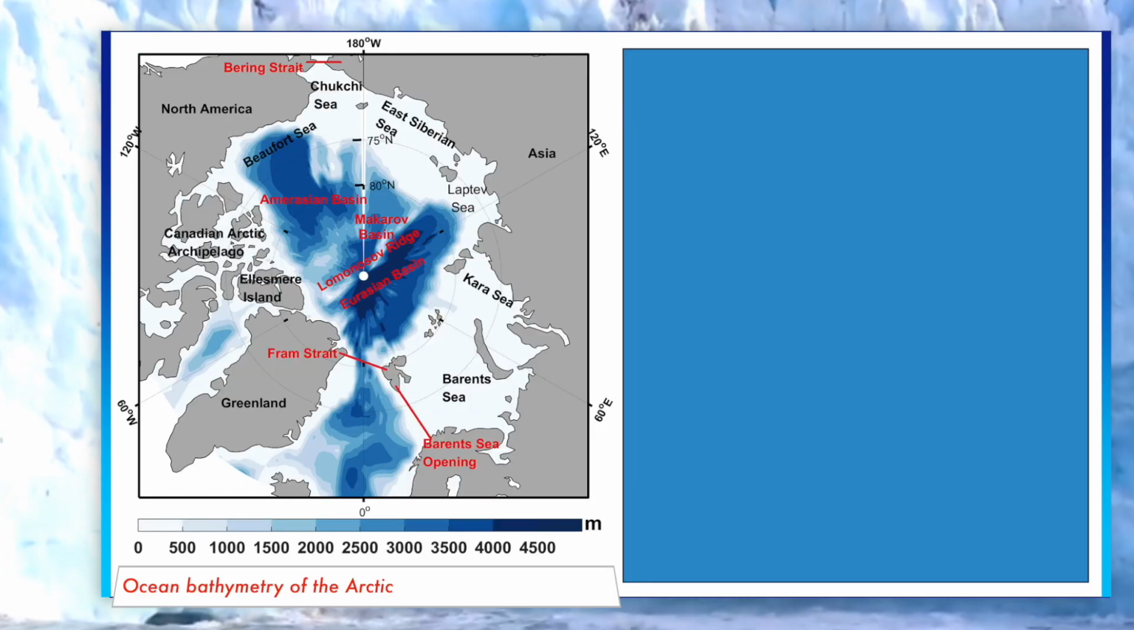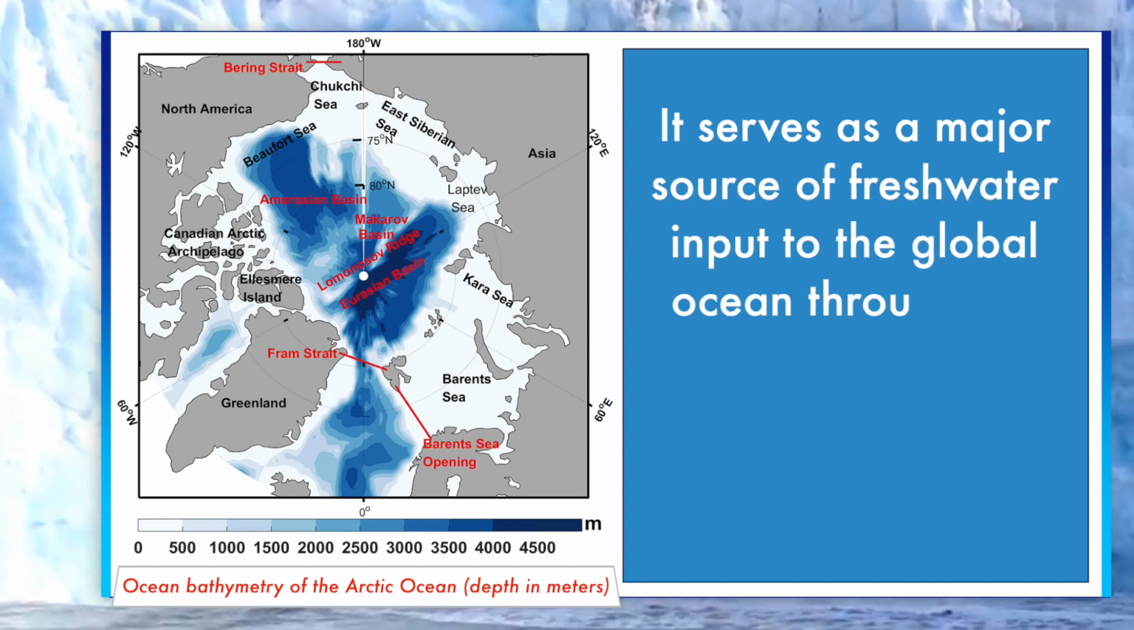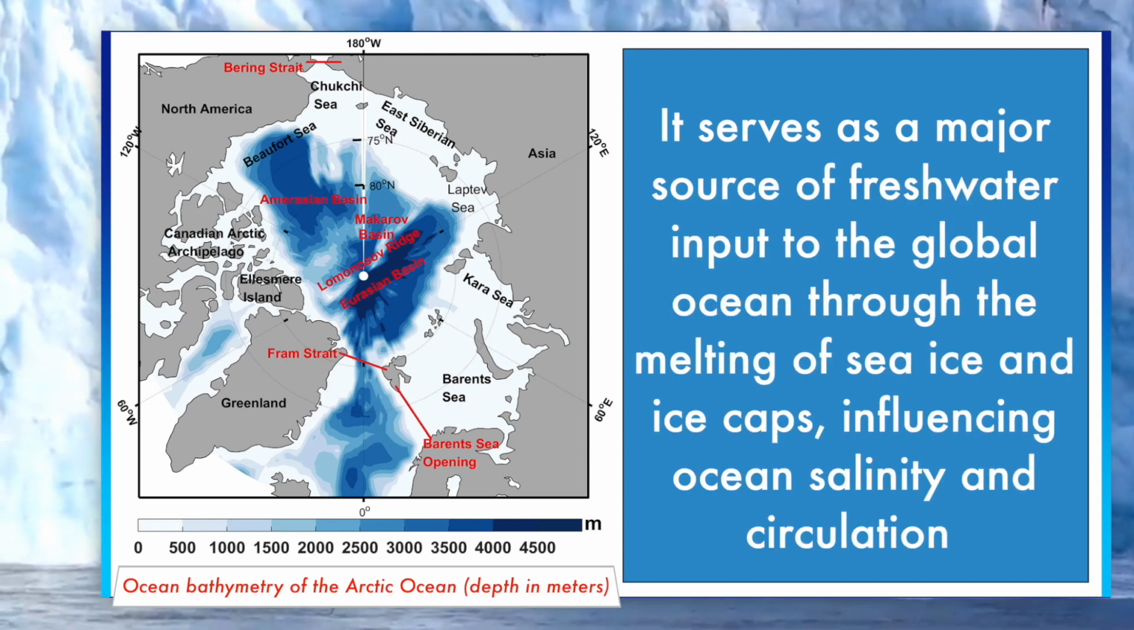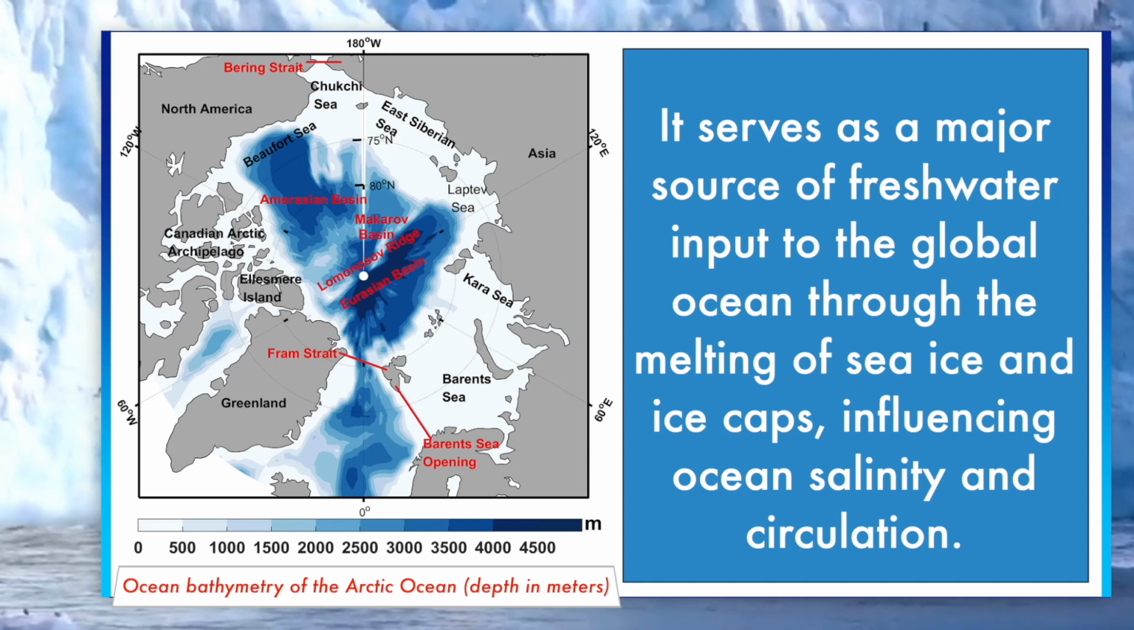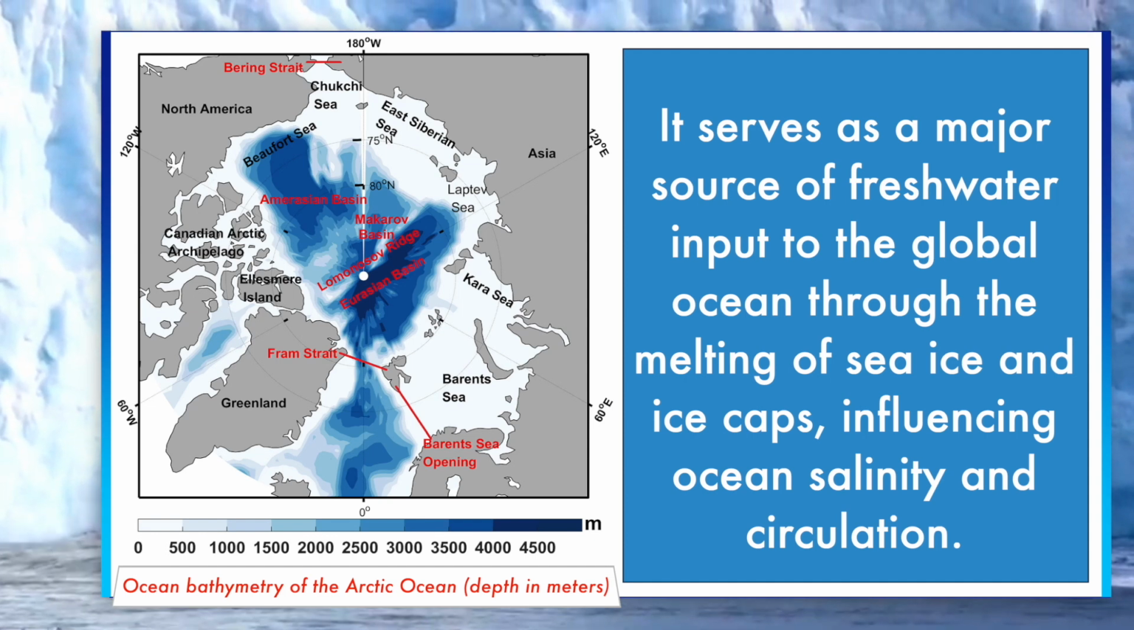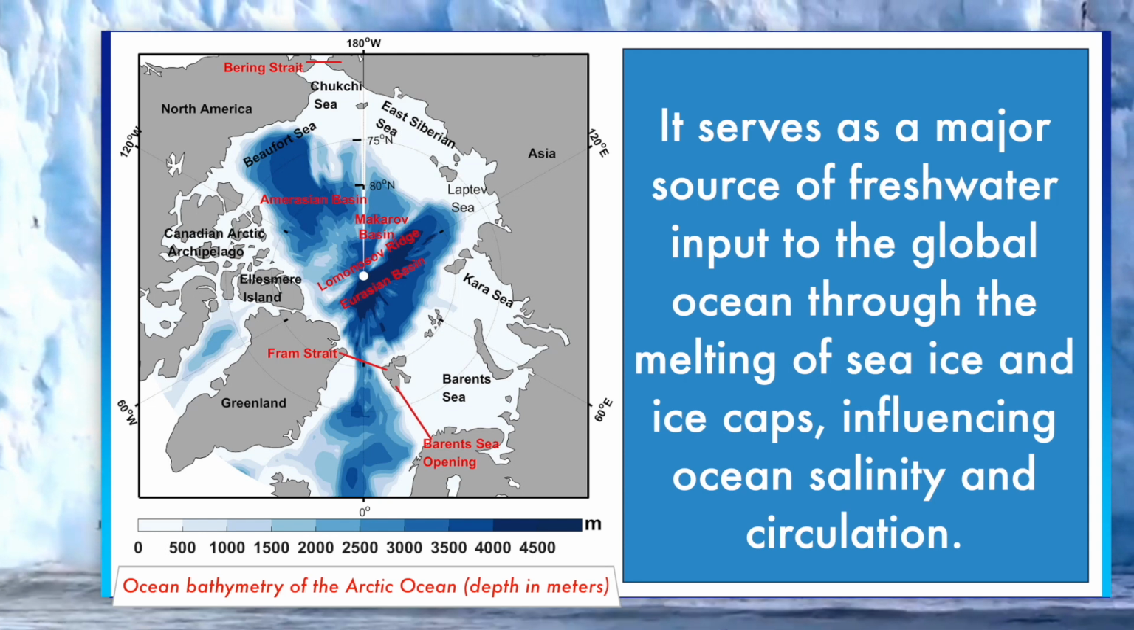Regulating global climatic patterns through processes such as heat exchange, ocean circulation and ice albedo feedback is also very important as far as the Arctic region is concerned. It also serves as a major source of freshwater input for the global ocean through the melting of sea ice and ice caps, influencing the ocean salinity and the circulation.